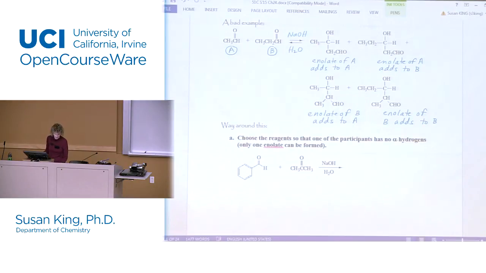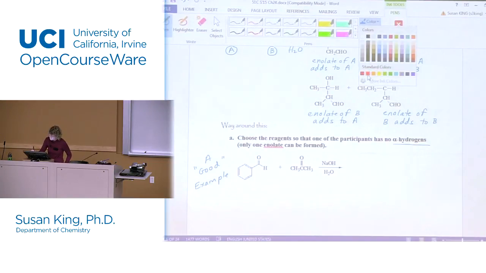So we're going to have a couple ways around this. First way around this is choose the reagents so that one of the participants has no alpha hydrogen, so that you can only form 1 enolate. And then you choose the other participant to be more electrophilic, and then you can get a clean reaction. So here's a good example. Carefully choose your reagents. All right, so if you notice that we have benzaldehyde as our first reagent, cannot form an enolate. So no alpha hydrogens, therefore no enolate.